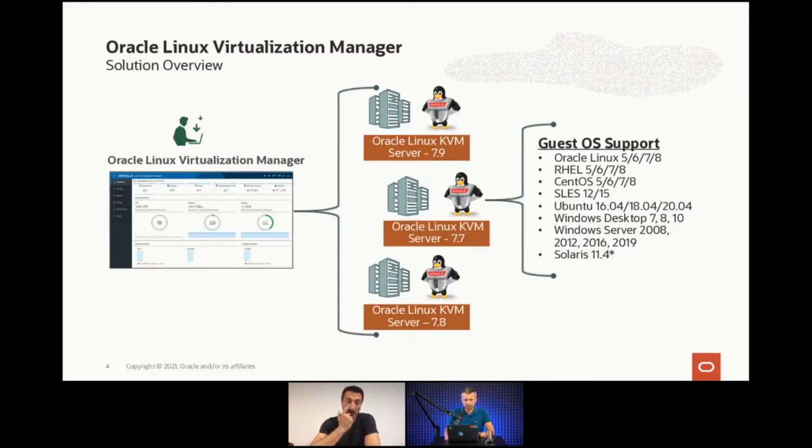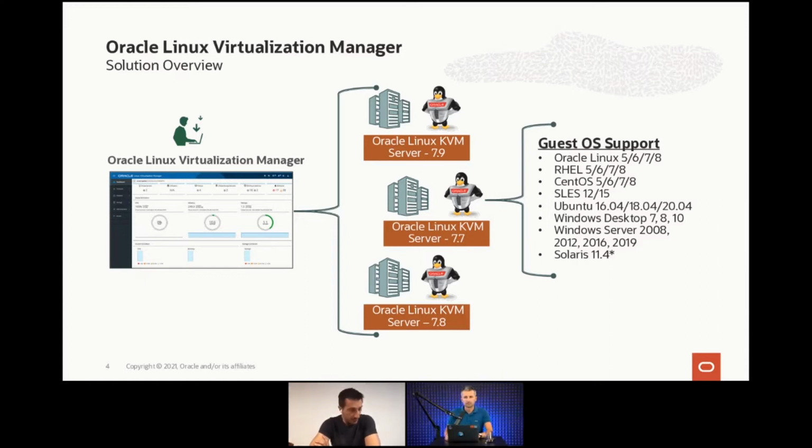Now, what we support on top of this architecture, on top of Oracle Linux KVM: we today support all the main Oracle Linux, Red Hat Enterprise Linux, and CentOS releases. In the last year, we also collaborated with other Linux vendors, and we introduced support for SUSE Linux Enterprise 12 and 15, as well as Ubuntu on the long-term stable releases, so 16.04, 18.04, and 20.04. We also support Microsoft Windows, both the desktop as well as the server releases.